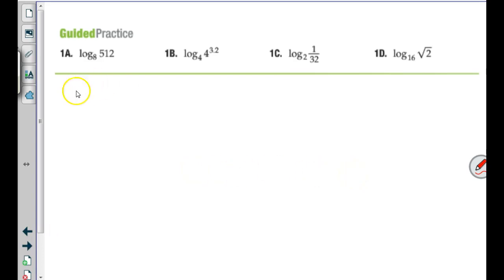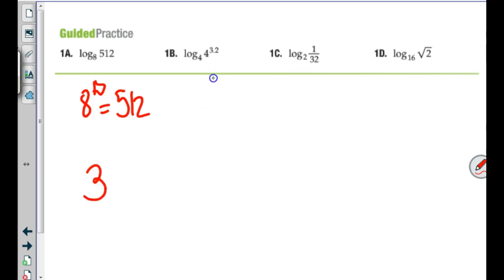Anybody have a guess? 8 to what power is 512? I don't think you have this one. Just trying to give you some more practice. I think 4. It might be 4 because 8... It might be 3. 8 to the 3rd?